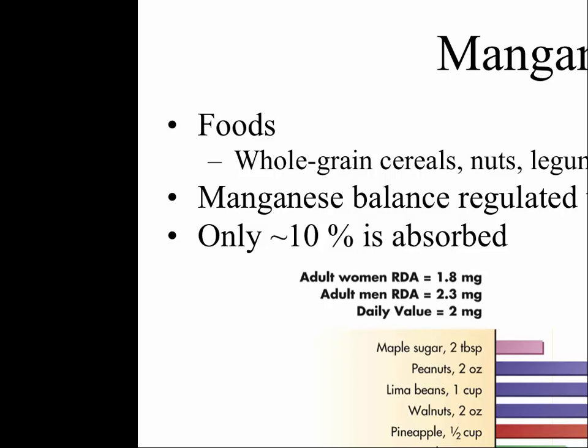Okay, so we're going to move on to manganese. Manganese is found in a lot of cereal and grains, and nuts, legumes, tea. Manganese, kind of like copper, is controlled by its secretion in bile. So if you have too much of it, your body's going to secrete more in bile. And only about 10% of the manganese you consume is absorbed, which is pretty low.